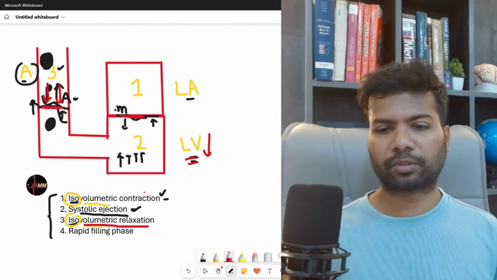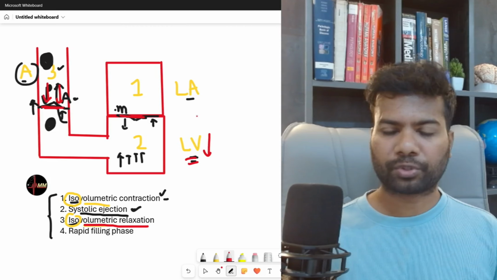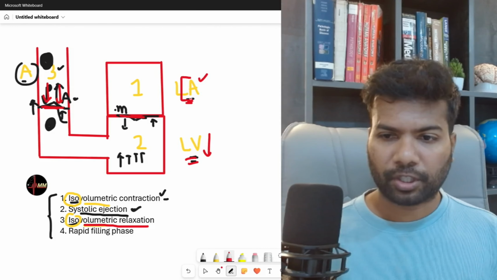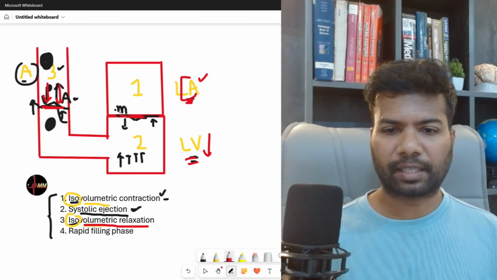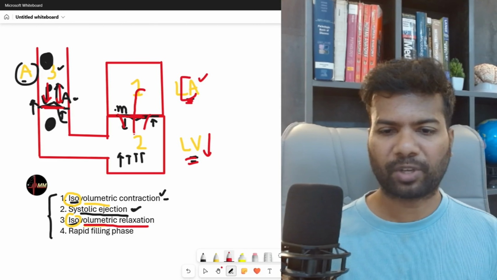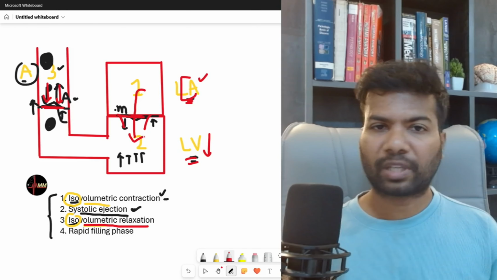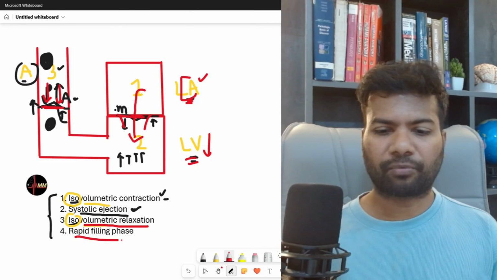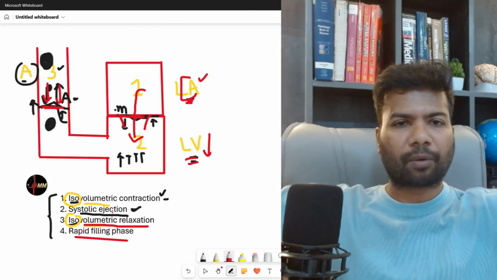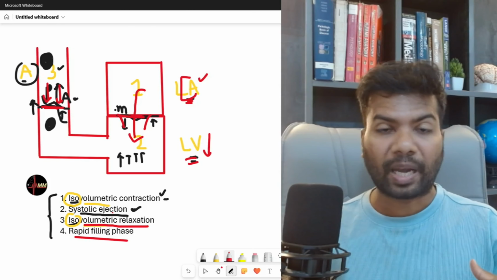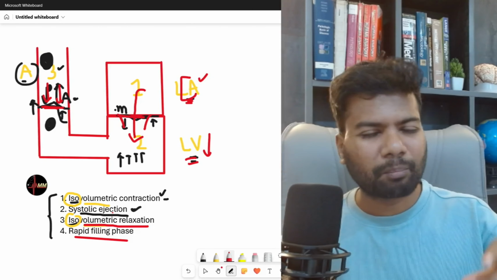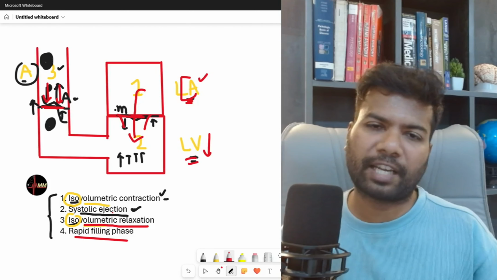Isovolumetric relaxation. The left ventricular pressure goes down. Okay, goes down. So now when the pressure goes lower than that of the left atrium, that is, the left atrial pressure is higher than the left ventricle, the mitral valve opens, and blood is moving from the left atrium into the left ventricle. This is called the rapid filling phase. Why it's called rapid means a lot of blood moves from the left atrium to the left ventricle because of the bigger pressure gradient, and then the blood flows slowly. That is the slow filling phase.